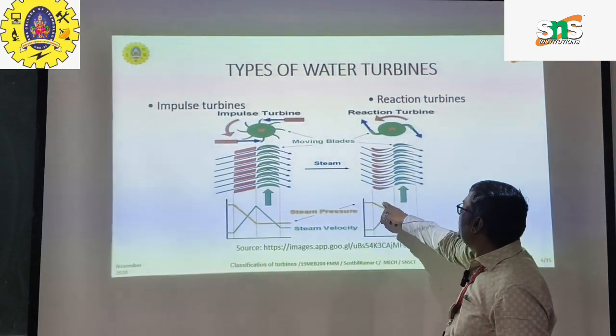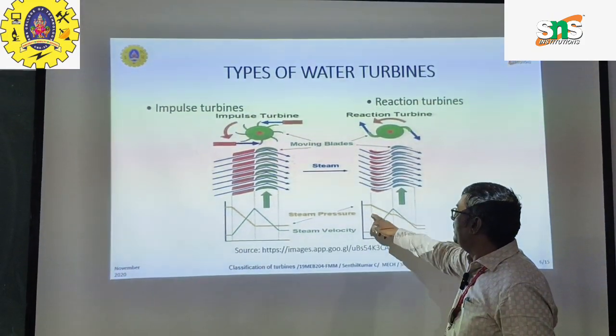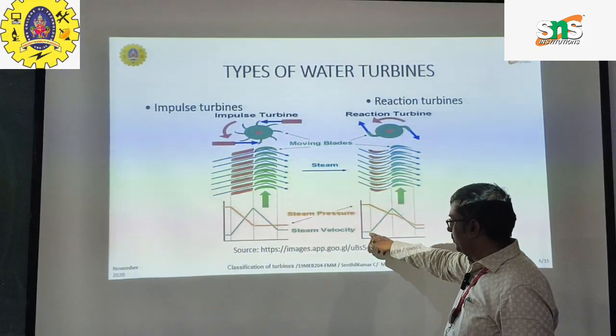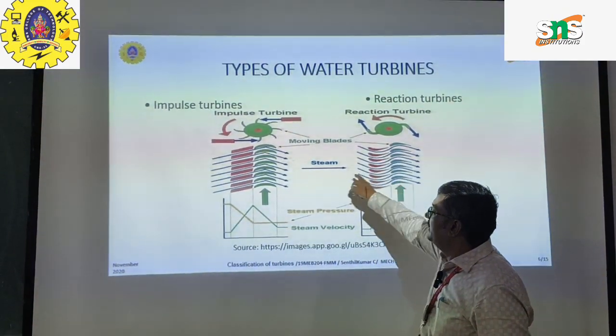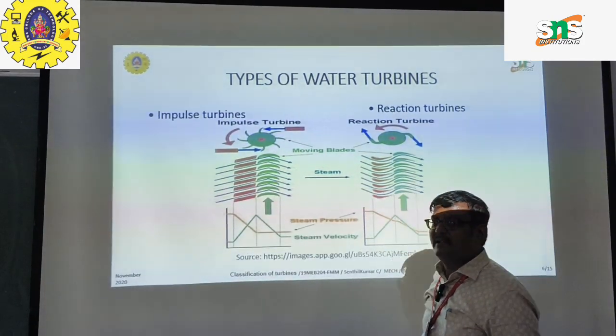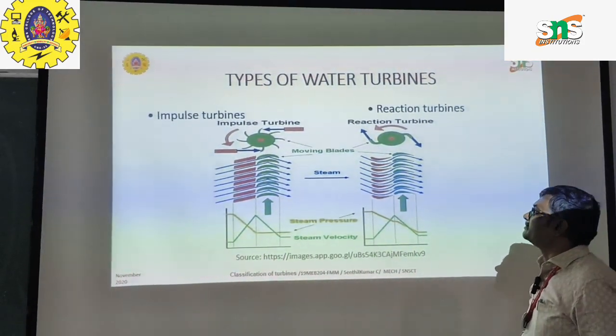But here in the reaction turbine, steam pressure is high, velocity is low. It is at the peak at the center. Both are blades here. Here guides are there. Guidelines are there. This diagram will be asked.